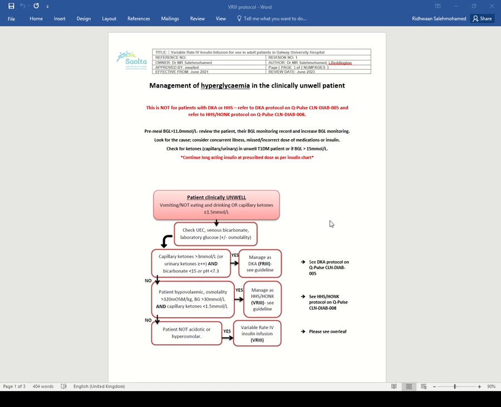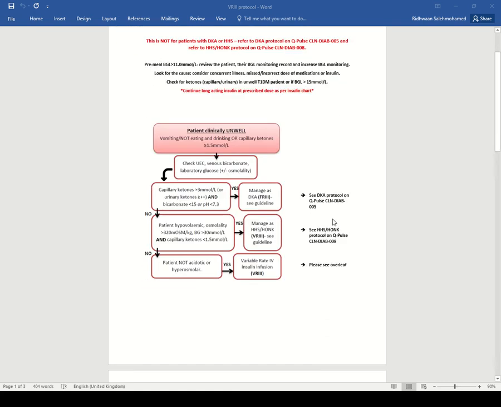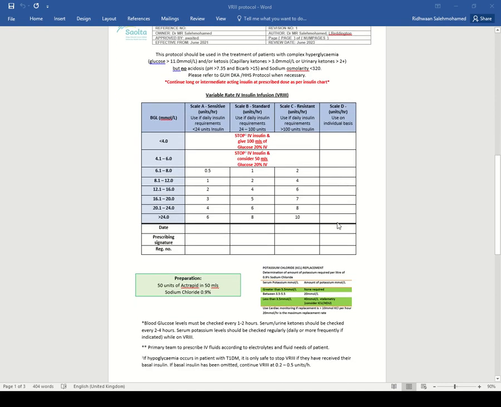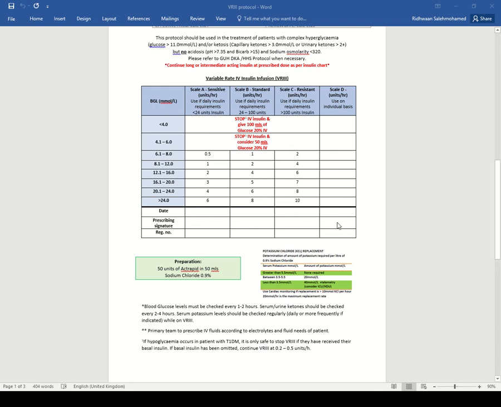and should the patient be indicated for variable rate insulin infusion, the next two pages walk you through prescribing the insulin. We would continue any long-acting insulin if the patient is on same. There's 3 scales that are pre-printed. Scale A is a reduced insulin rate, Scale B is a standard insulin rate, and Scale C is an increased insulin rate. We'll go through that as we go through the guideline.